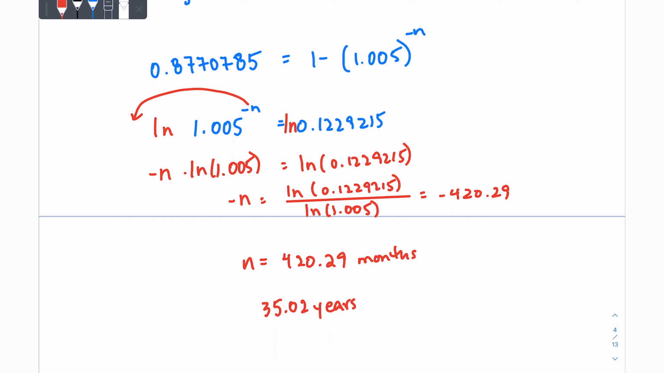So he would have to live an additional 35 years before the first alternative matches the value of the second one. And if he lives longer than 35 years, then the first alternative would actually be the better option.